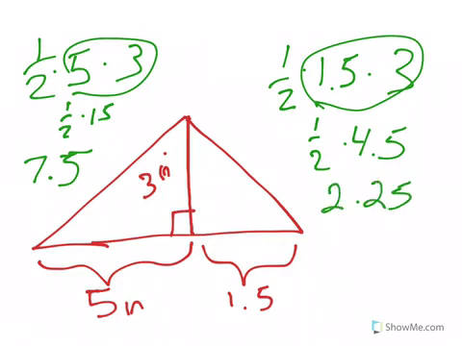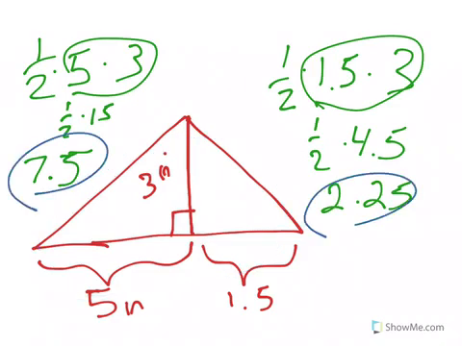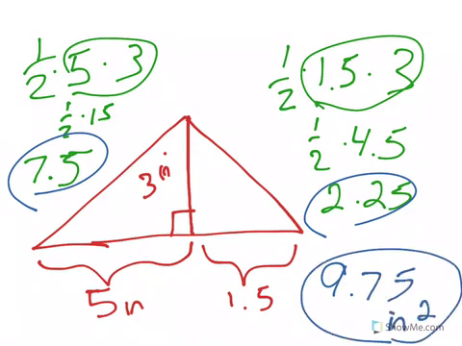So now I need to combine both halves of the triangle, 7.5 and 2.25. So I'm going to add them together, and we're going to end up with 9.75 inches squared for our area. So again, essentially we took this acute triangle and split it into two, count them, two right triangles. Now, there is another way to do this, and I'm going to show you that right now.